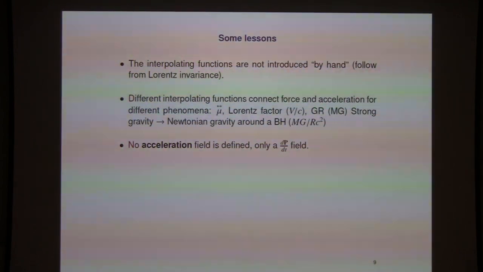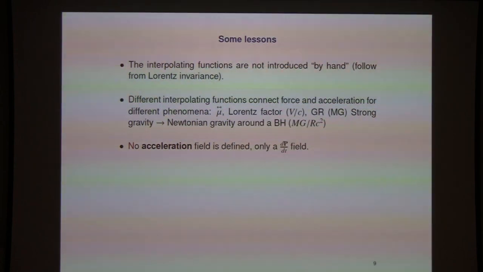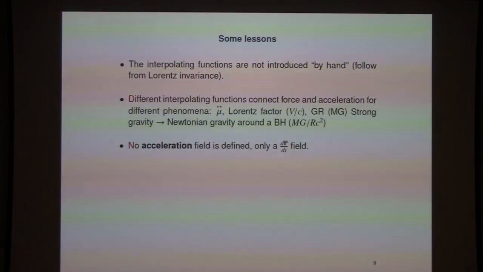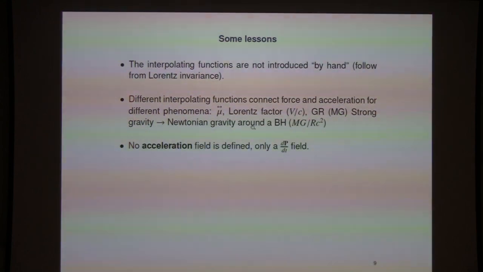One lesson. Another lesson is that you don't have just one interpolating function, but several appear even in this kinematic context. One is the mu that I just described, and the gamma factor itself, the Lorentz factor, is an interpolating function, for example appearing in time dilation, where the lifetime of a particle moving with velocity v has gamma in it. And so on. And in general relativity there are other interpolating functions, for example the Schwarzschild potential, going from near the black hole to far outside, interpolating between the highly relativistic regime and the Newtonian regime.